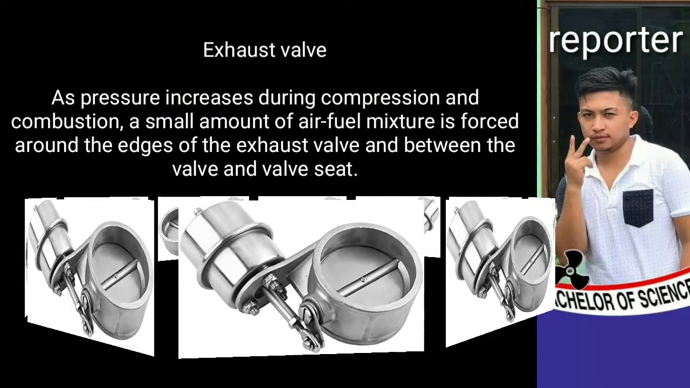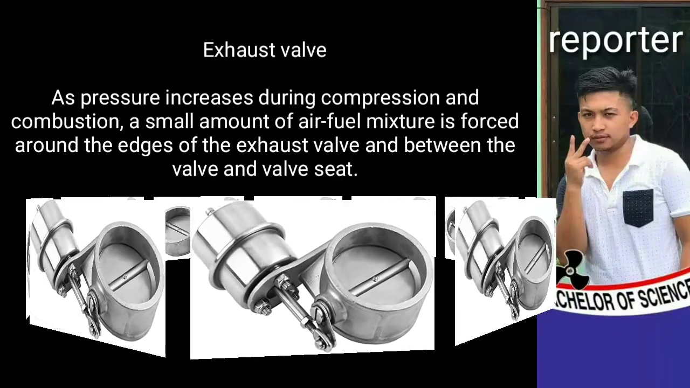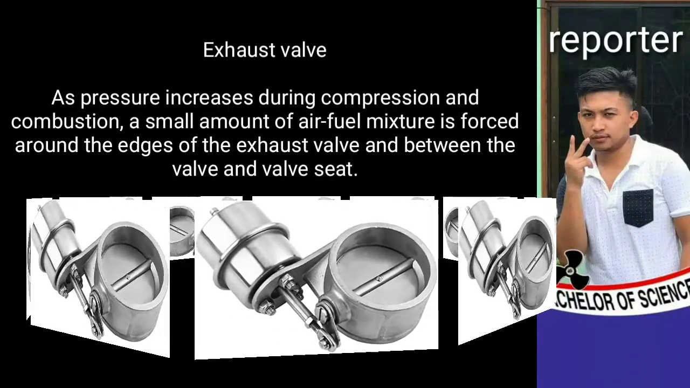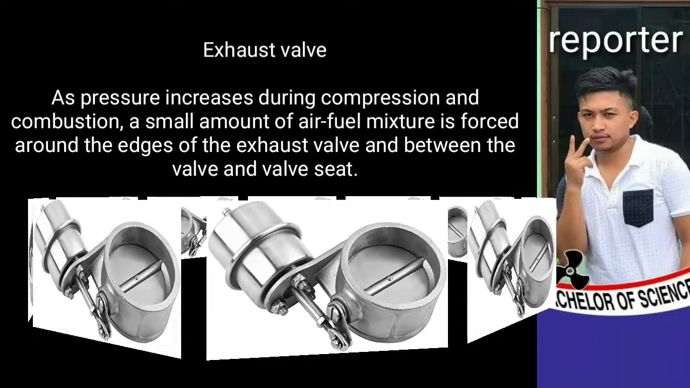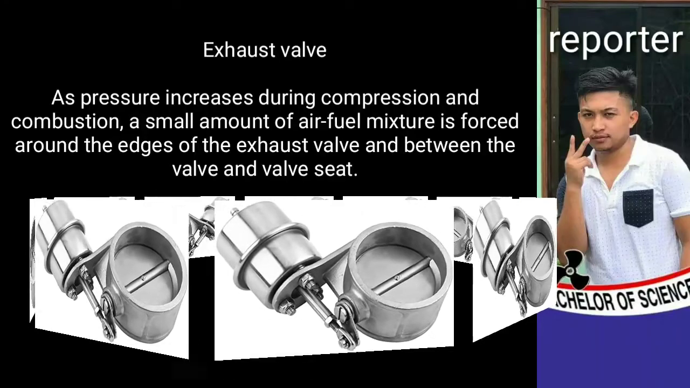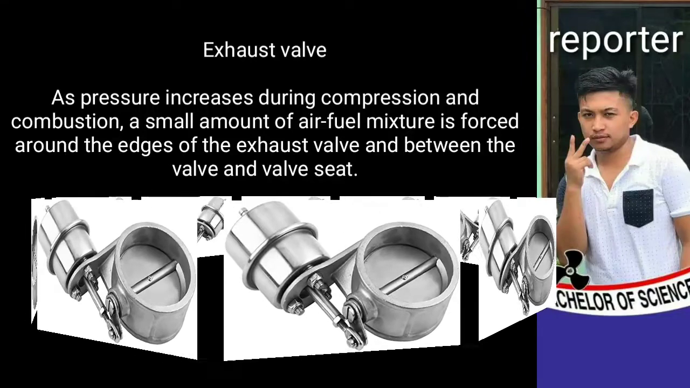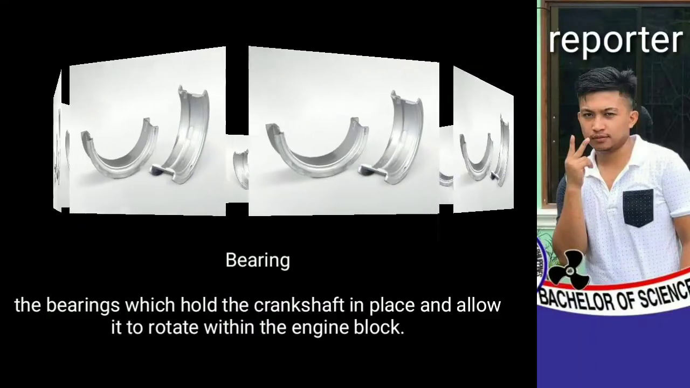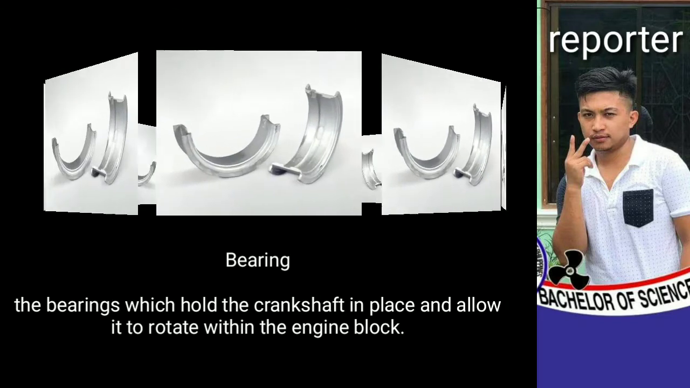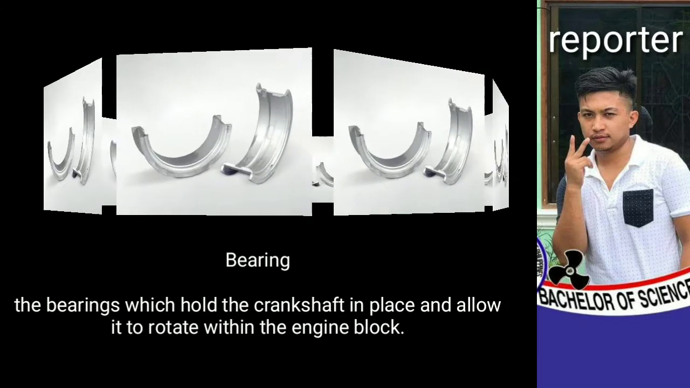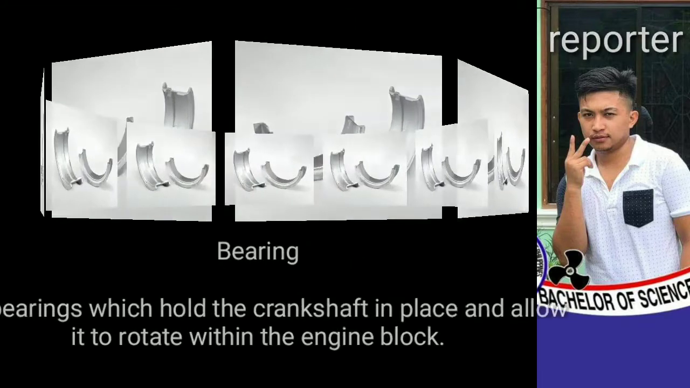Diesel engine exhaust valve. As the pressure increases during compression and combustion, a small amount of air-fuel mixture is forced around the edge of the exhaust valve and between the valve and valve seat. Diesel engine bearing. The bearings hold the crankshaft in place and allow it to rotate within the engine block.